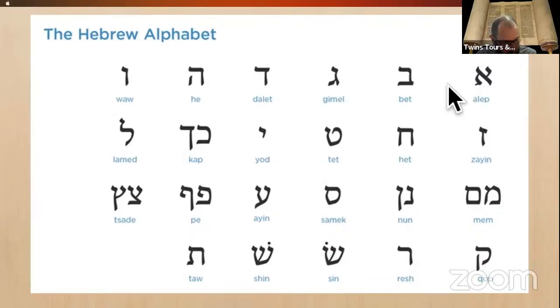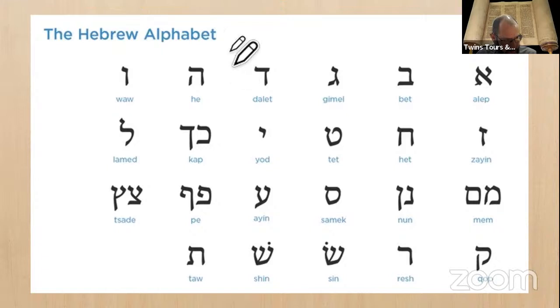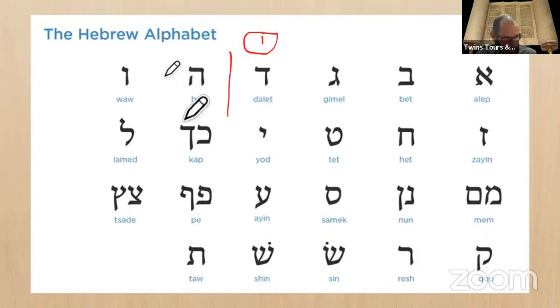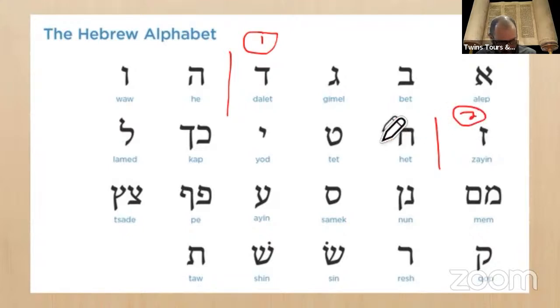In the first lesson, we learned about Abjad: the Aleph, the Beit, the Gimel, and the Dalet. In the second lesson, we learned about Hawaz: the Hey, the Vav, and the Zain. And in the third lesson, we learned about Hotti: the Het, the Tet, and the Yud.